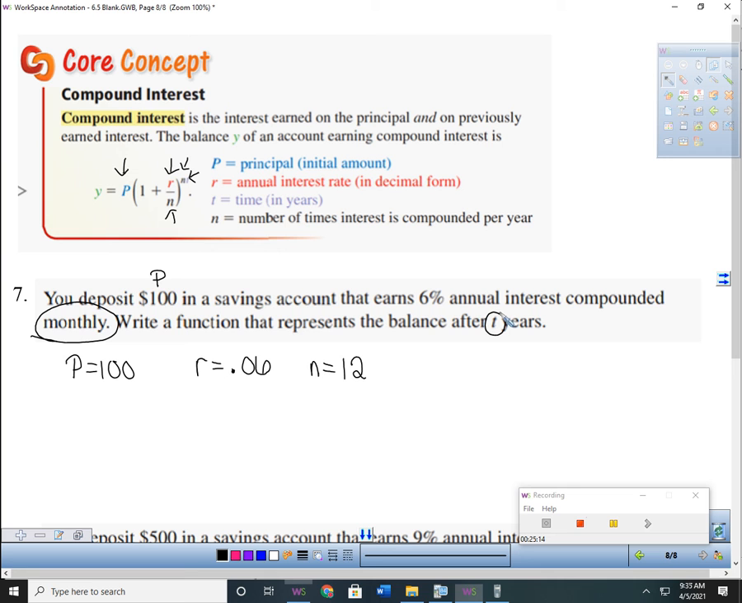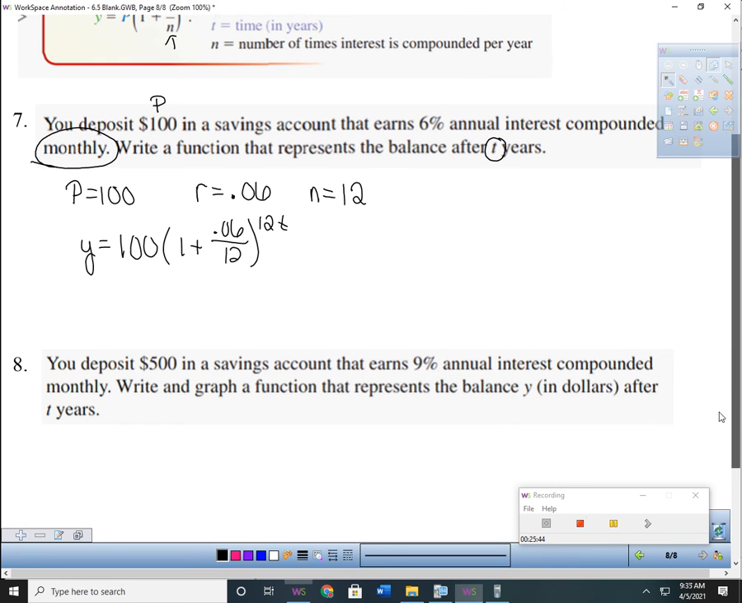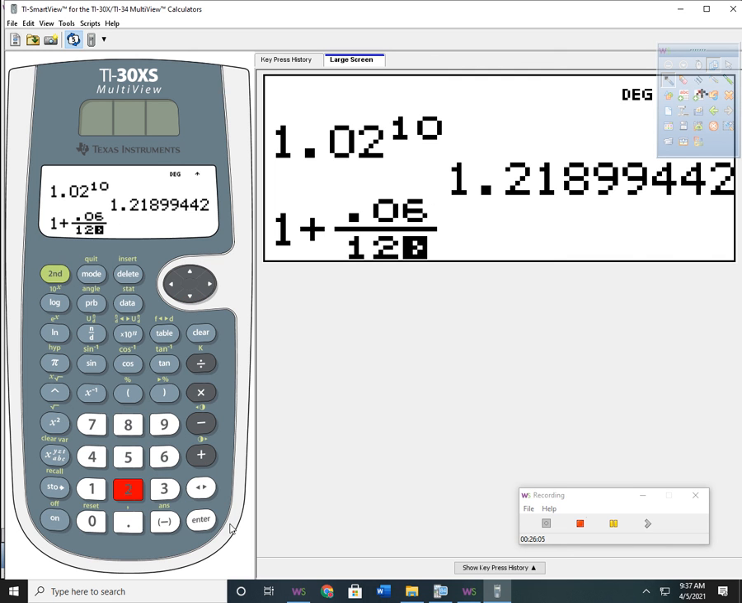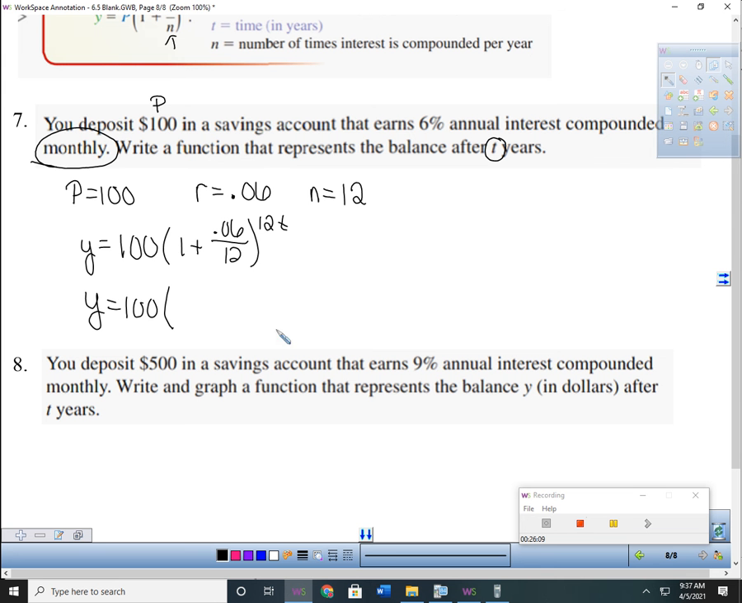So t should be left in our equation for the years. Everything else gets plugged in. So I have y equals p, that's my initial amount, times 1 plus my rate, 0.06, over how many times I compound, that's my n, so 12, raised to the n times t, so 12 times t. Now, I don't really like for you to leave this middle part in the parentheses like that. I'd rather have one number in there. So we are going to figure out what that is. 1 plus 0.06 over 12 is 1.005 to the 12t. And there's my equation.